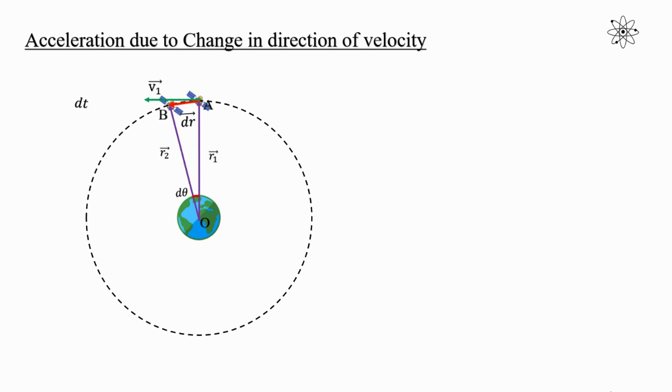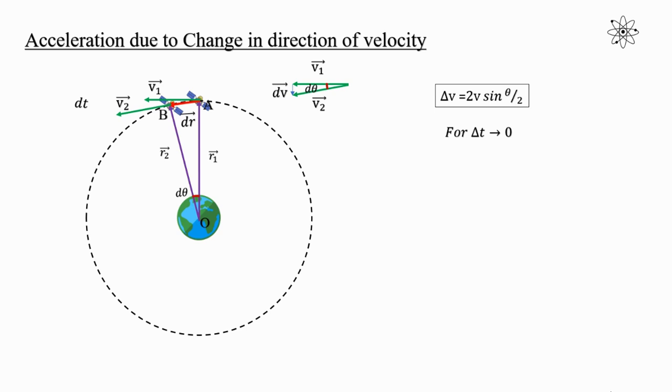Let v1 be the instantaneous velocity at position A, and v2 the instantaneous velocity at position B. Using these velocity vectors v1 and v2, I complete the triangle, whose angular displacement is d theta. Reconsider the equation delta v is equal to 2 into v into sine theta by 2.